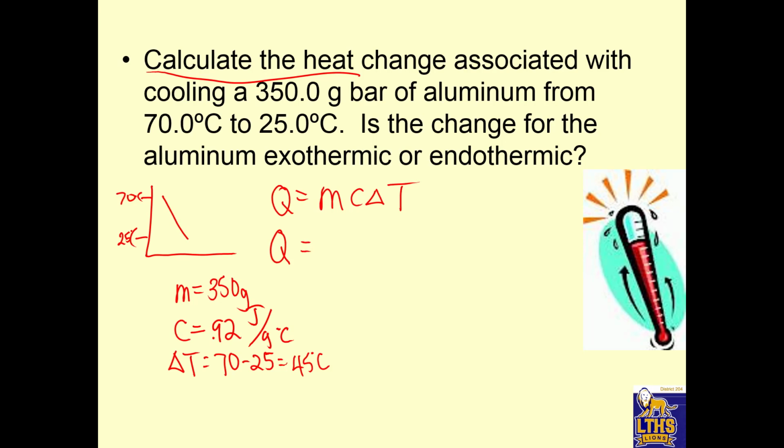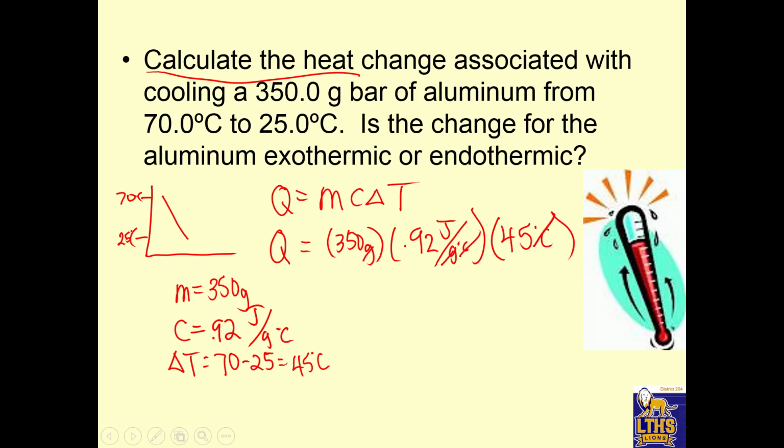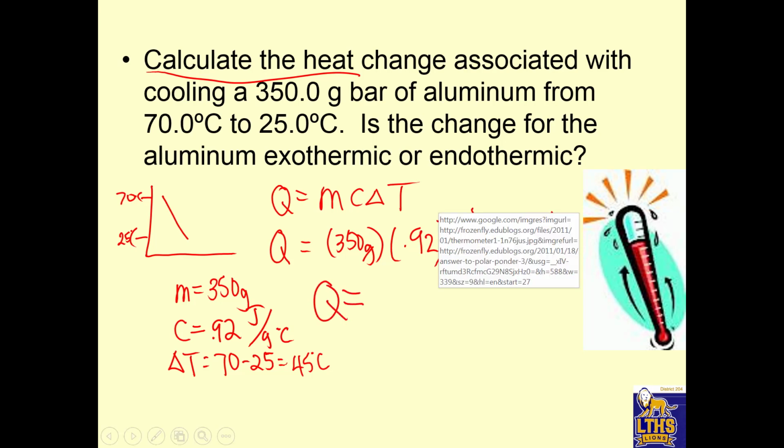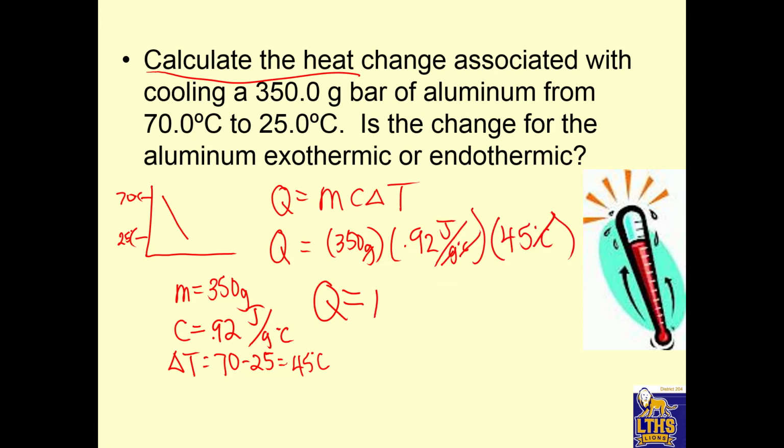Okay, so I plug and chug: 350 grams times 0.92 joules per gram degree Celsius times 45 degrees Celsius. Hey, look what happens. Grams cancel grams. Celsius cancels Celsius. We're trying to find Q, which is heat. So we multiply all these numbers together, and we get 14,490 what? Joules of heat.